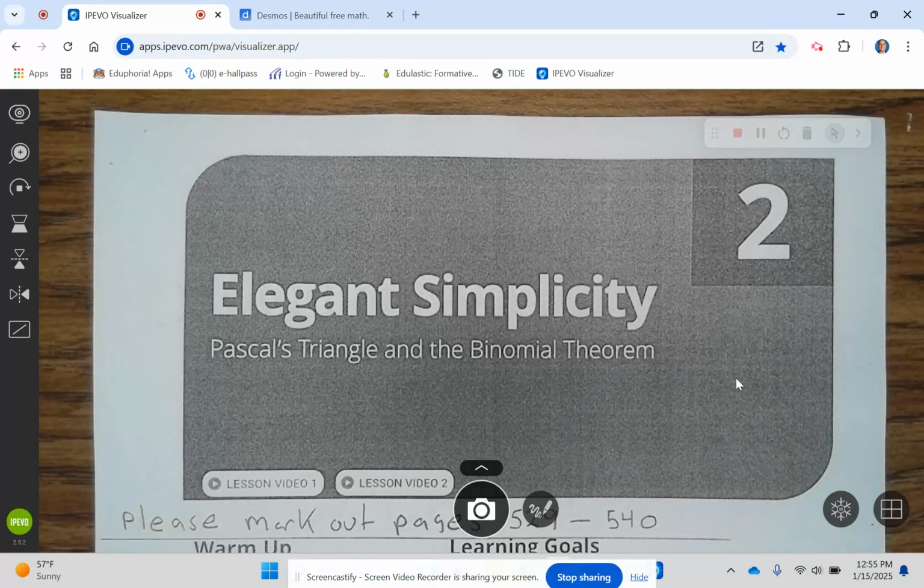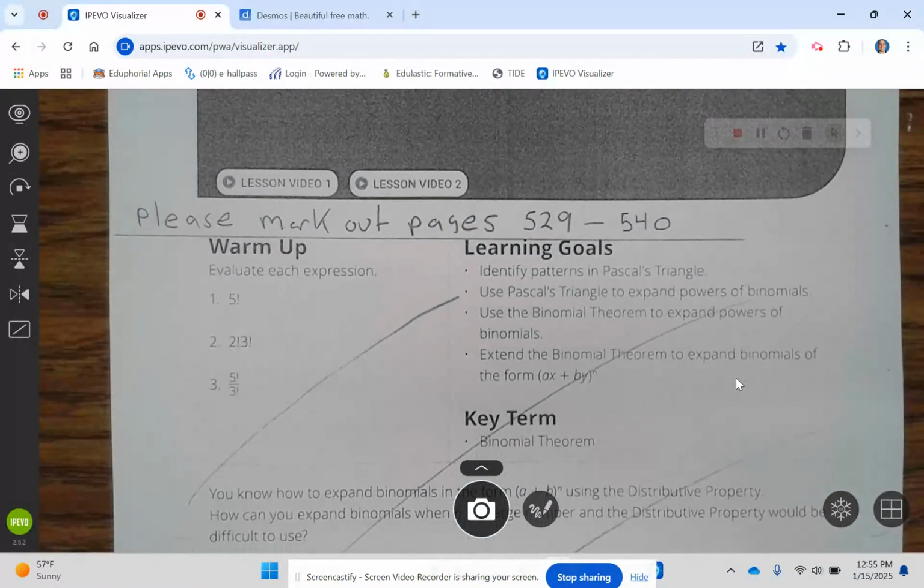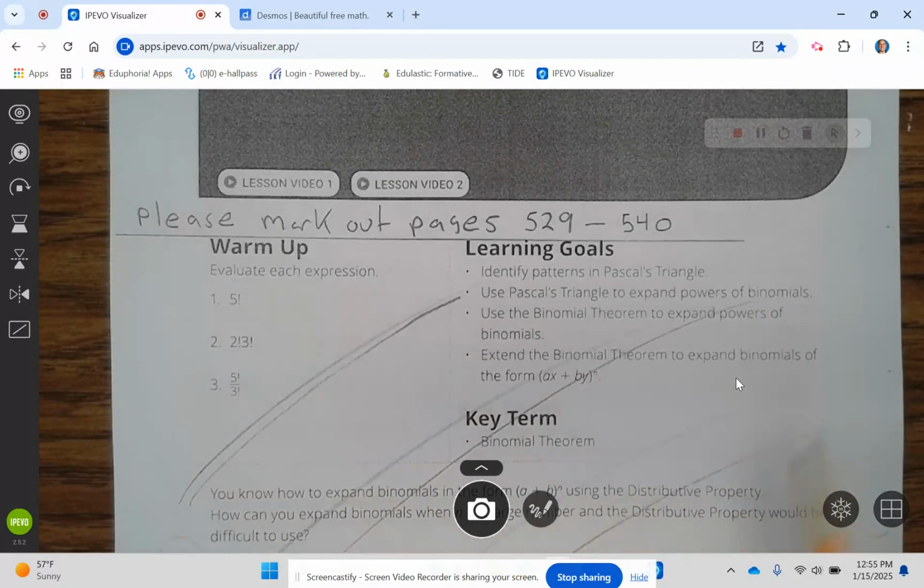In this podcast, we'll limit to elegant simplicity, Pascal's triangle, and the binomial theorem. Please mark out pages 529 to 540. All right, let's take a look at the next page.